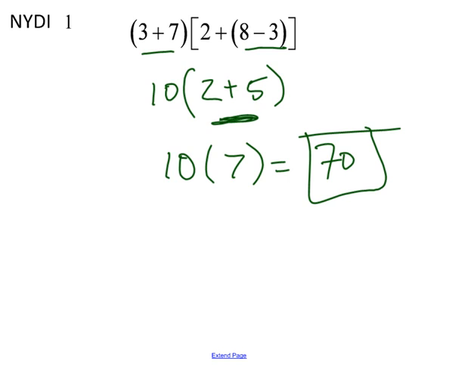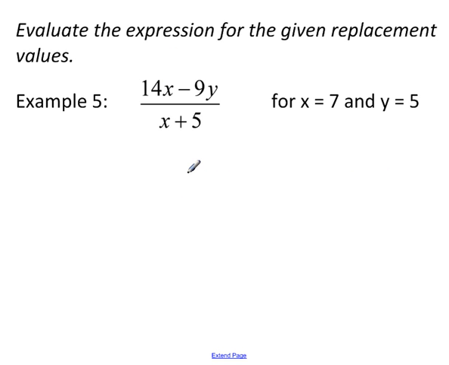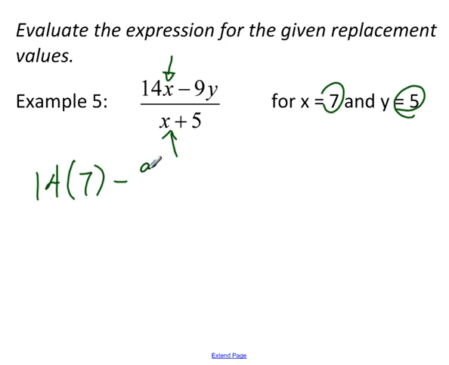All done. Alright, evaluating our expression. We got a bunch of stuff on top and bottom, and we have to plug in numbers. We need to make sure that 7 gets plugged in, not just for this x, but for this one as well. And what are we going to use when we plug in? Parentheses, because they're awesome. All over 7 plus 5.